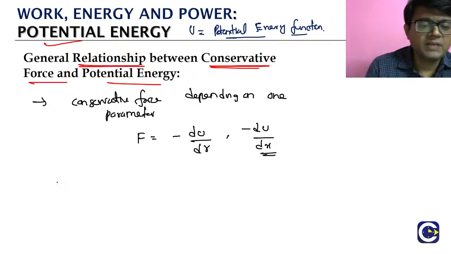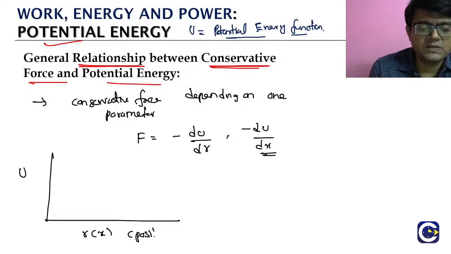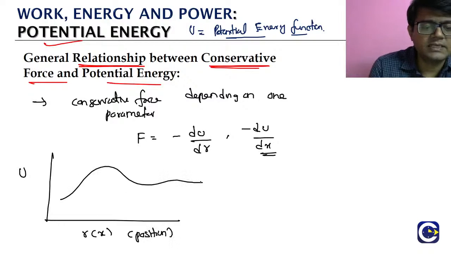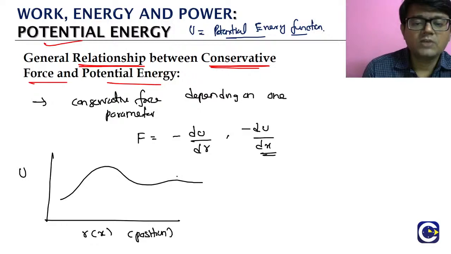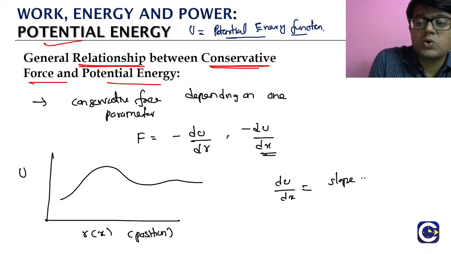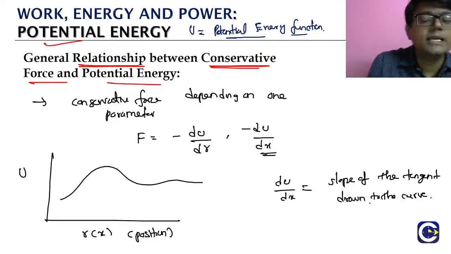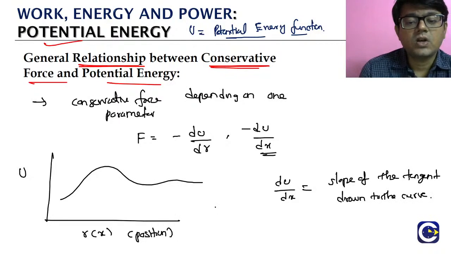Okay va? If you are having the potential energy function with respect to r or x, then the position. Okay, so it can be a curve. So if you have the curve, the du by dx, right? What is this graphical interpretation? Slope of the tangent drawn to the curve. What is du by dx? Slope of the tangent drawn to the curve.